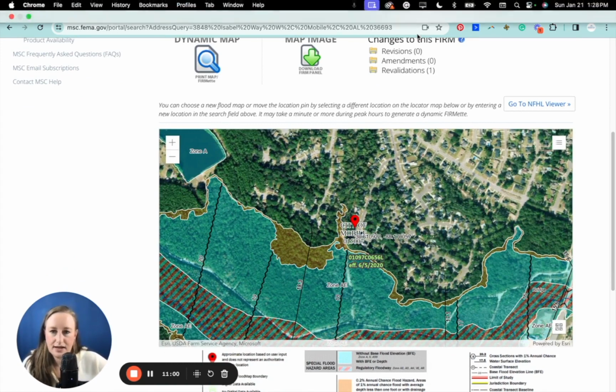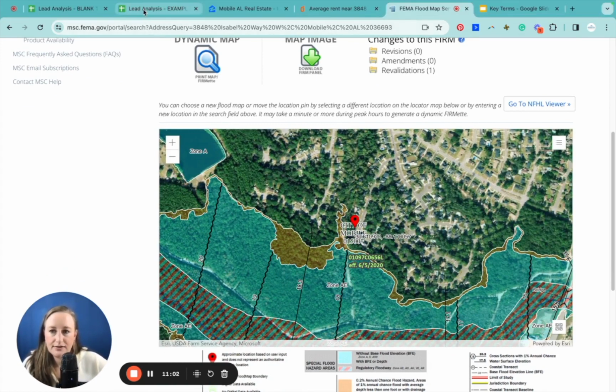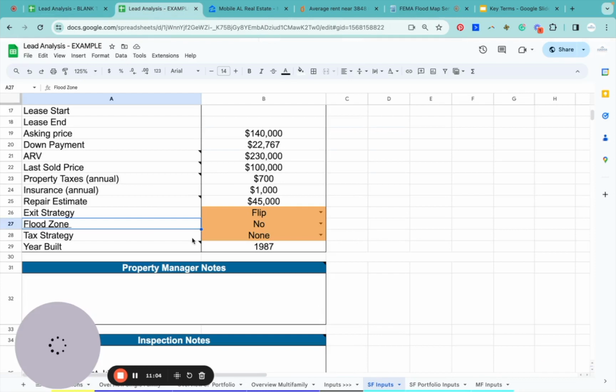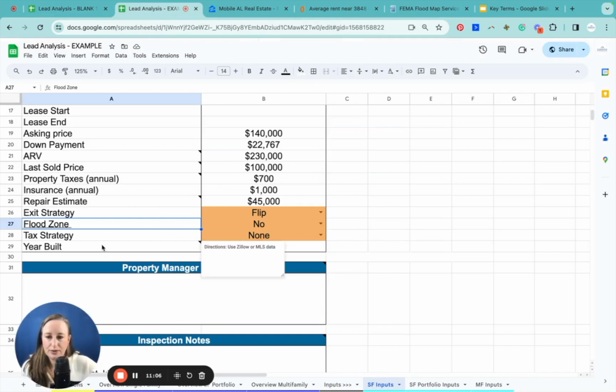So that's an easy way to check whether your property is in a flood zone. As a general rule of thumb, at least for our companies, we try not to buy in flood zones. You pay a lot of extra insurance, and a lot of buyers are wary in our area of buying in a flood zone. So something important to know.